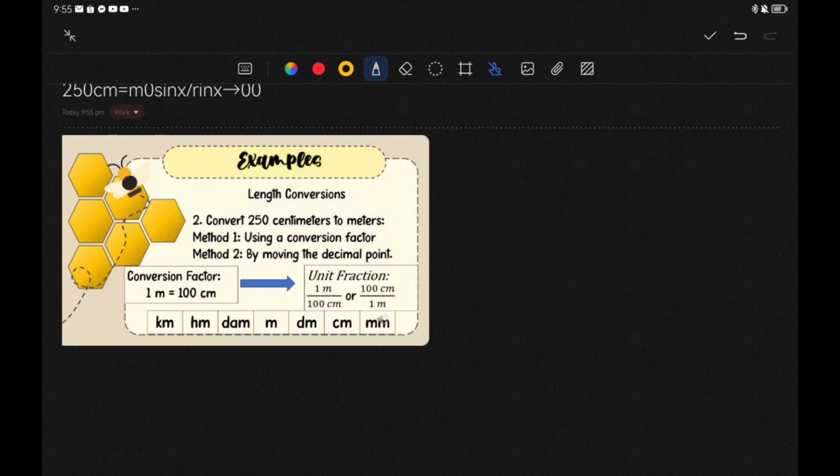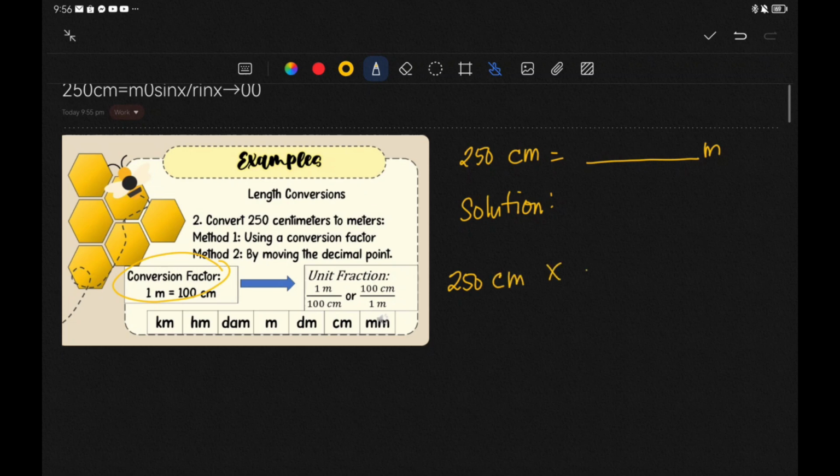Now, let's solve example number 2 for length conversion. We need to convert 250 centimeters to meters. Now, for our solution, we are going to use the conversion factor. That's 250 centimeters times, again, the unit fraction, where the unit that you have should be in the denominator. And since that is in the denominator, we are going to use 1 meter over 100 centimeters.